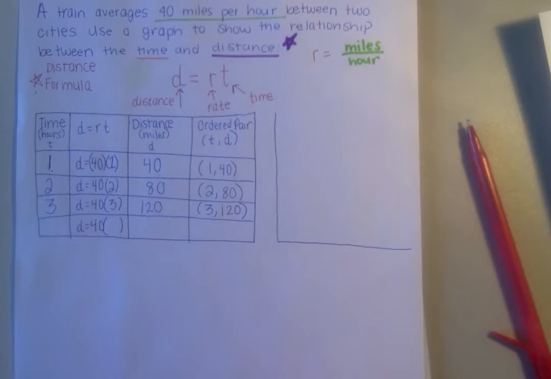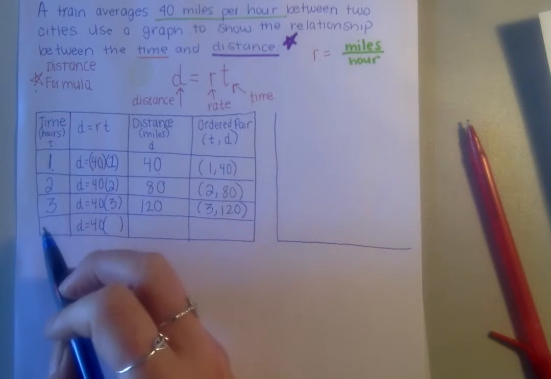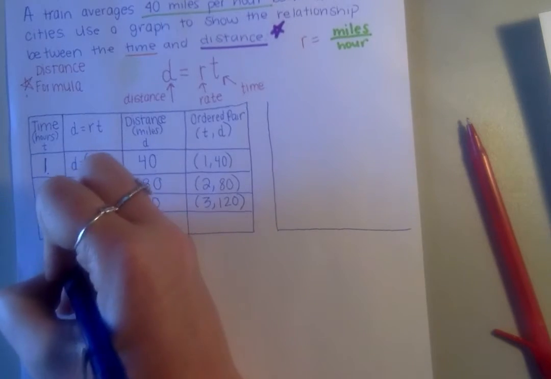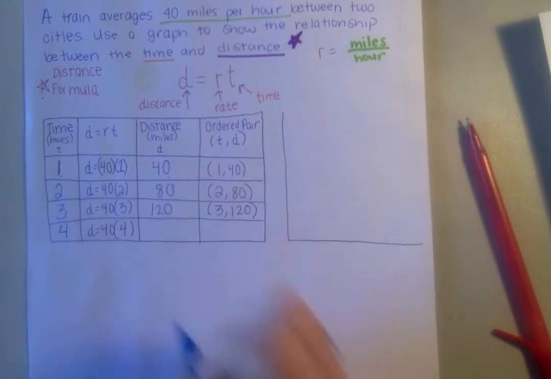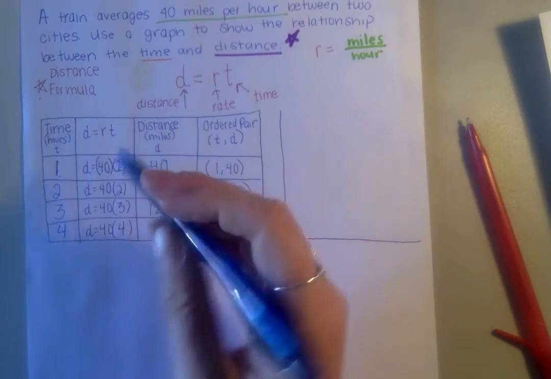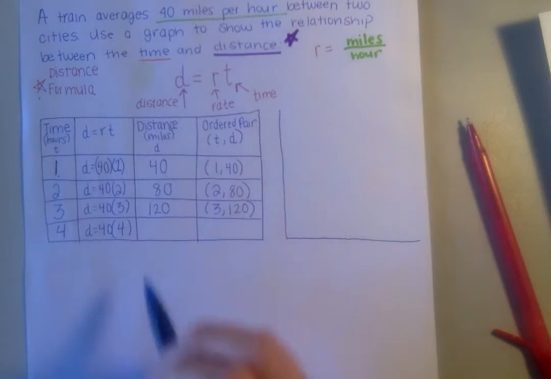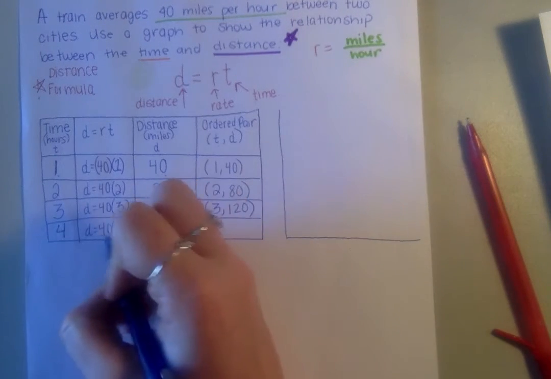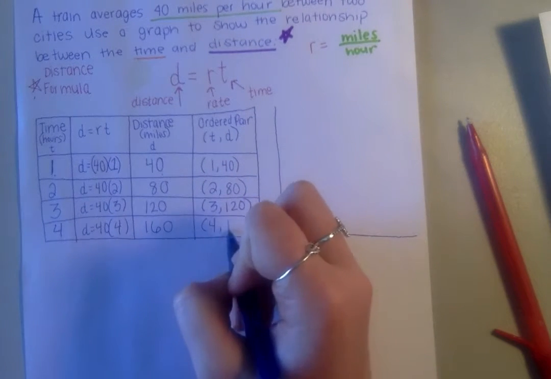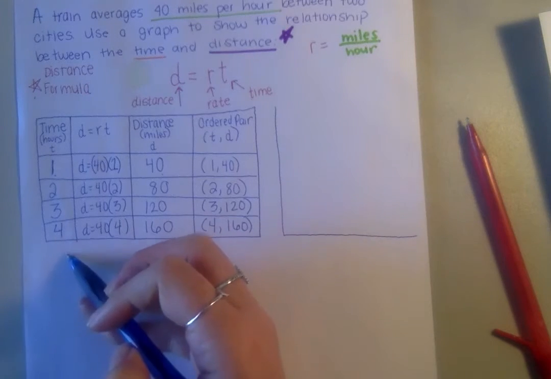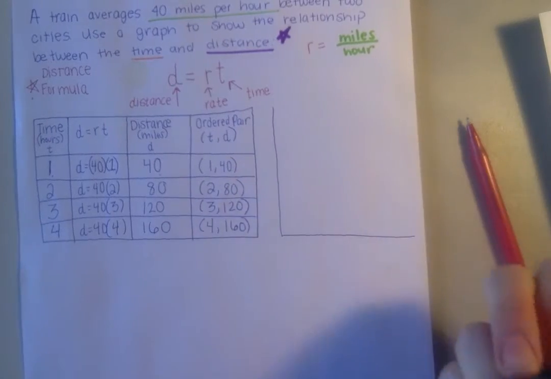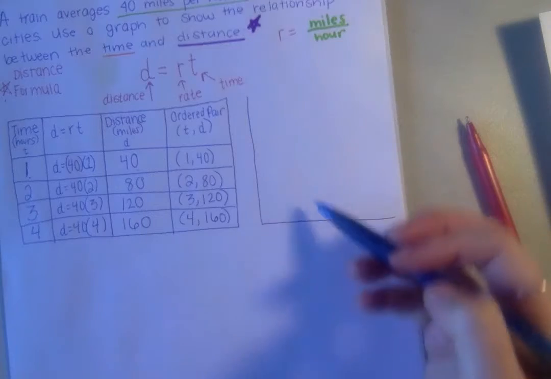And lastly, I could put in 10, I could put in a bunch of different numbers, but to better graph it, I'm just going to stay consistent and say 4. So for 4 hours, I plug in 4 for t. I already have my rate, which is 40, which I got from my problem. So 40 times 4, 4 times 4 is 16, add my 0, that's 160. So my ordered pair is 4, 160. Now, I could keep going on and on and find a bunch of different ordered pairs, but for this example, we're just going to find 4. So now that I have all of my ordered pairs, I can go ahead and graph this.